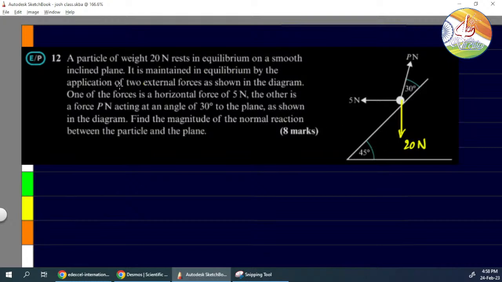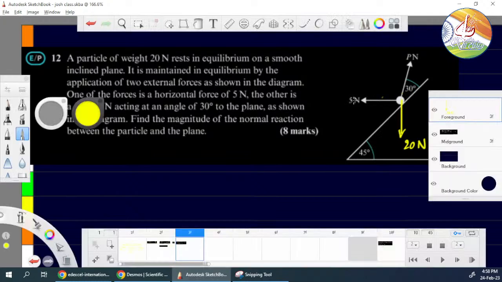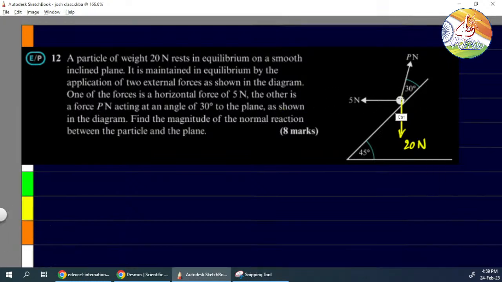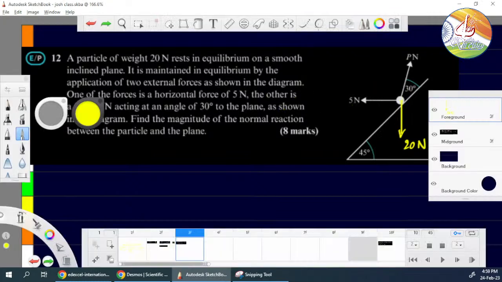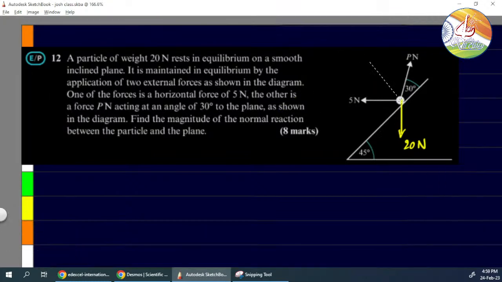On a smooth pulley, it is maintained in equilibrium by two forces as shown. One of the forces is horizontal, 5 newtons. Other is P newtons, that is acting at 30 degrees here. Find the magnitude of normal reaction between the particle and plane. Okay. So instead of showing the reaction downwards, can I show it upwards? Yes, I can show, and that law is called law of transmissibility.